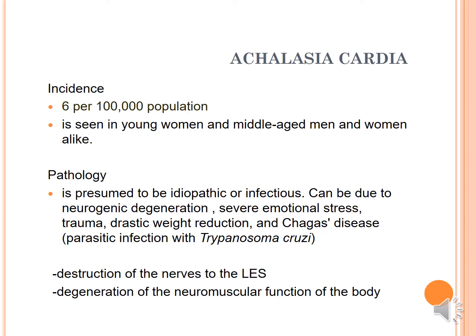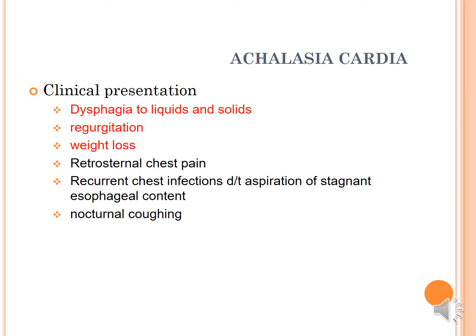Achalasia cardia. The incidence is around 6 per 1 lakh population, seen in young women and middle-aged men. Pathology is presumed to be idiopathic or infectious, can be due to neurogenic degeneration or emotional stress, trauma, or it could be because of destruction of the nerves to the lower esophageal sphincter and degeneration of neuromuscular function of the body. Clinical presentations include dysphagia to liquids and solids, regurgitation, weight loss, retrosternal chest pain, recurrent chest infection, aspiration of stagnant esophageal content, and nocturnal cough.